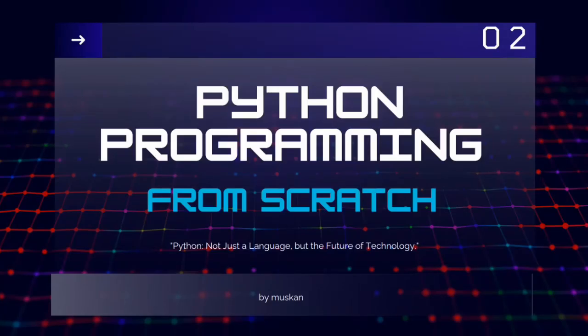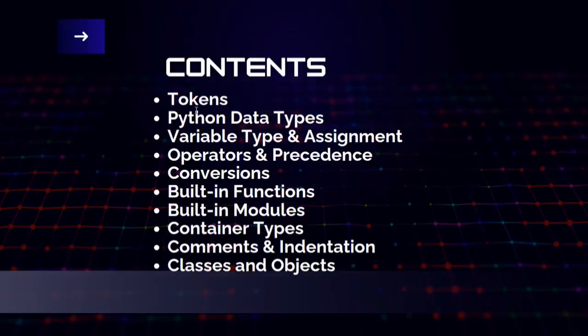This is the second video in our Python programming series. In this video, we'll see what are tokens, Python data types, variable type and assignment, operators and precedence, conversions, built-in functions, built-in modules, container types, comments and indentation, classes and objects in Python.